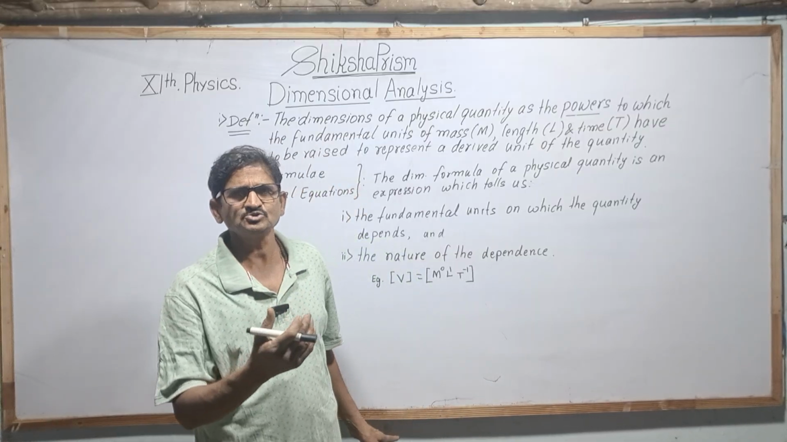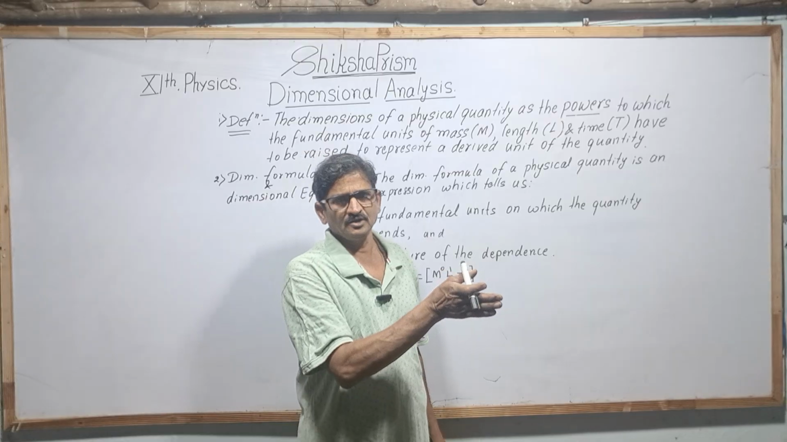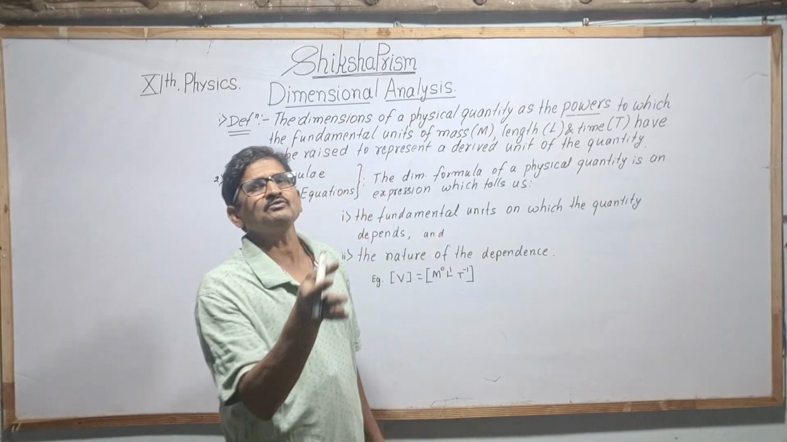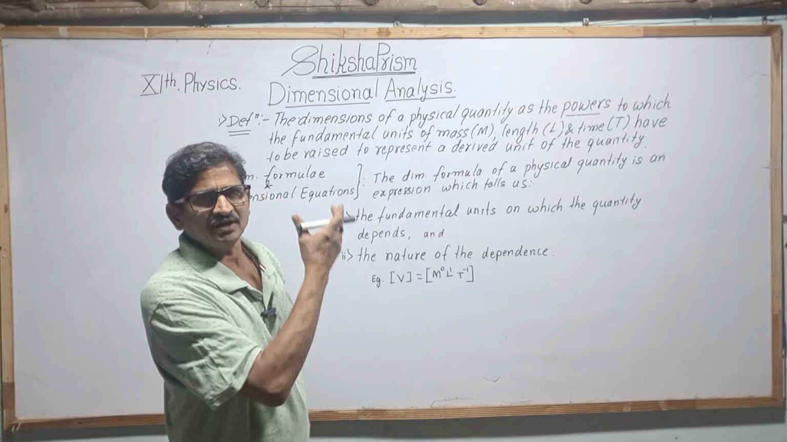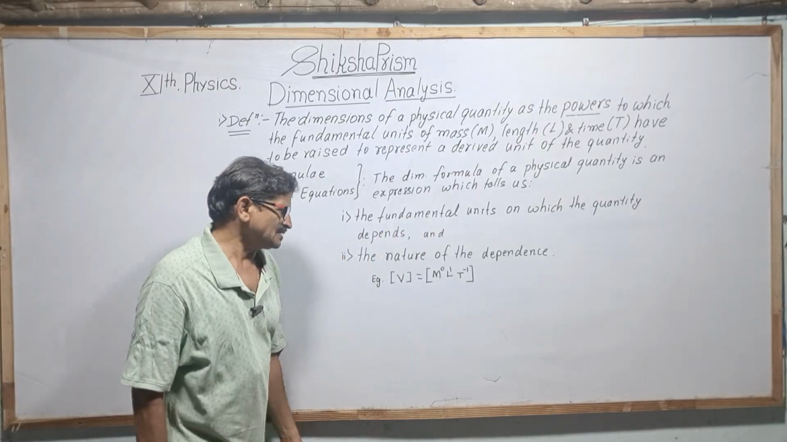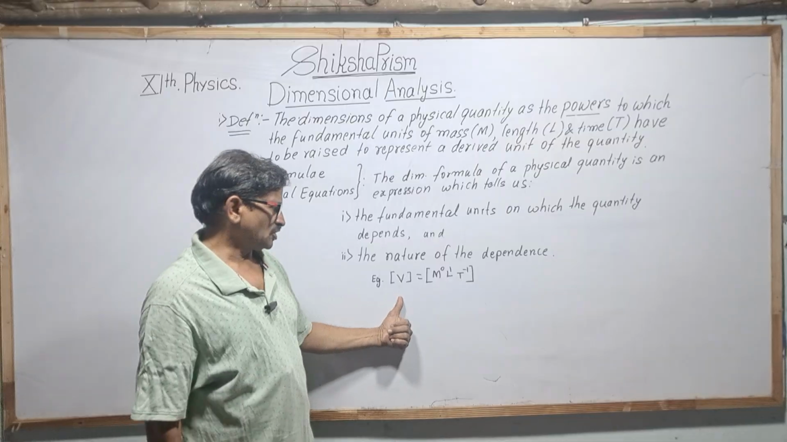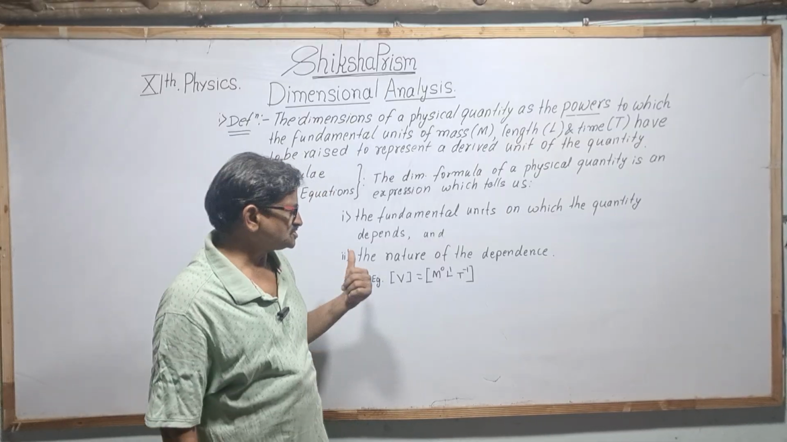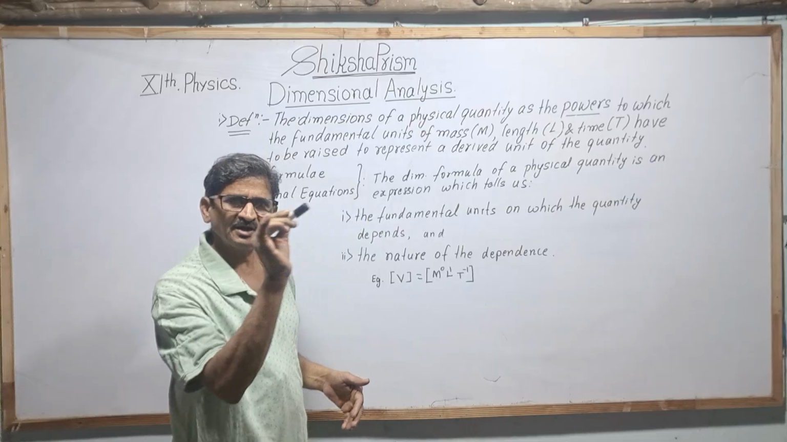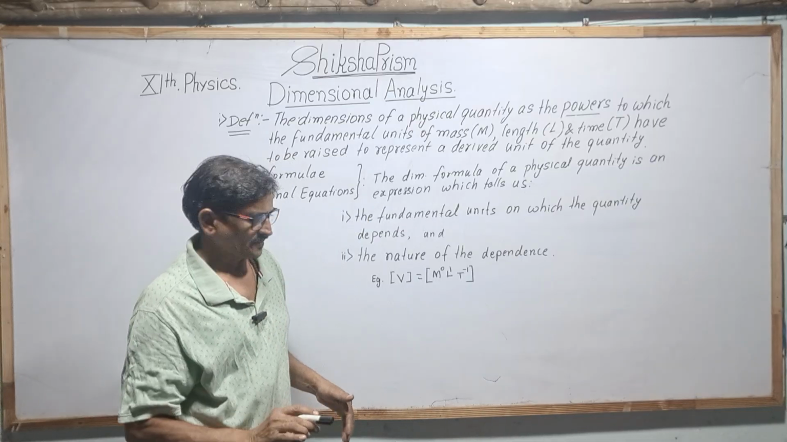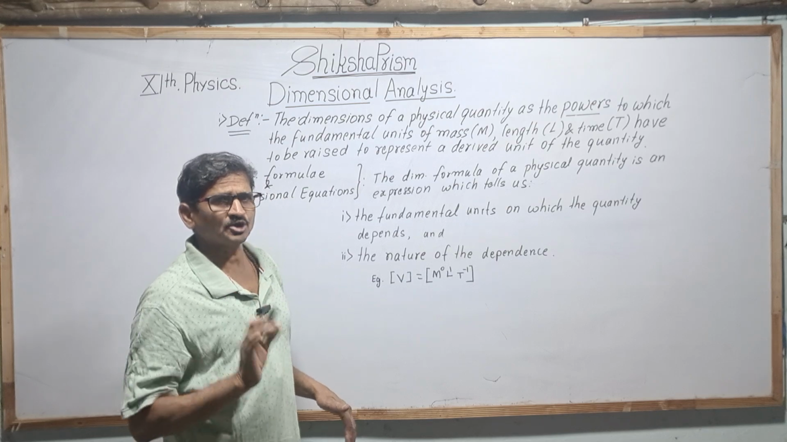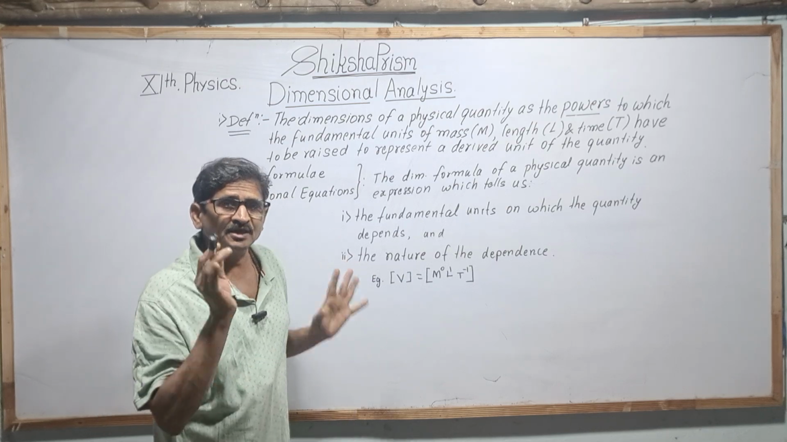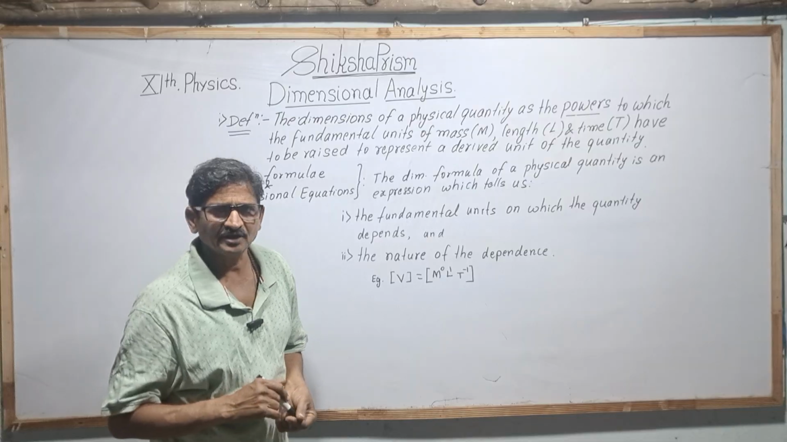Nature means how it is depending, whether directly or inversely. We can clearly understand this by looking at the derived quantity equation. So an example is here. One example: the velocity or speed equation. The velocity equation is distance by time, or displacement by time. It means that mass is not playing any role in that equation of the derived quantity.